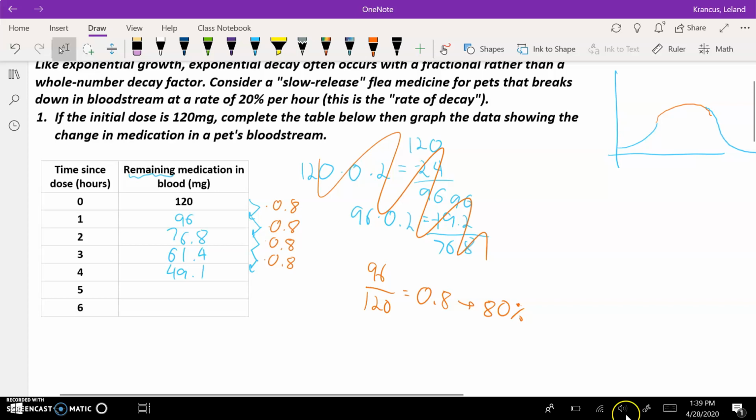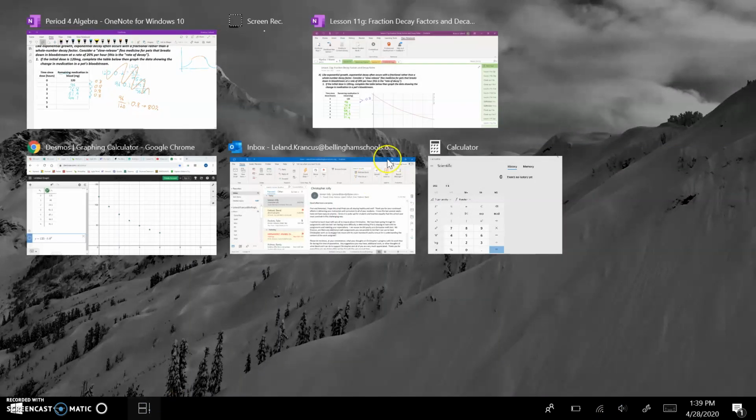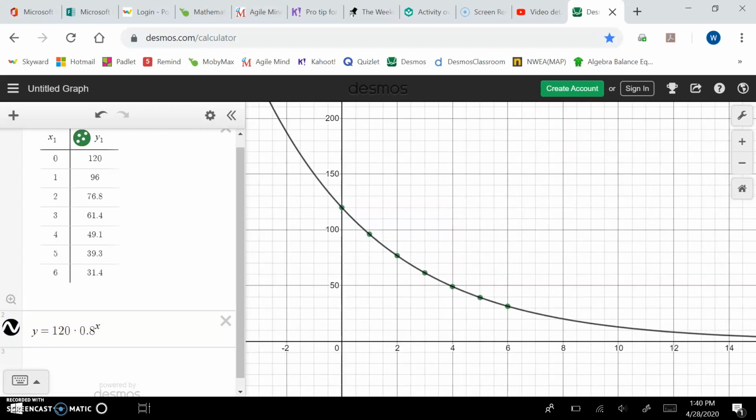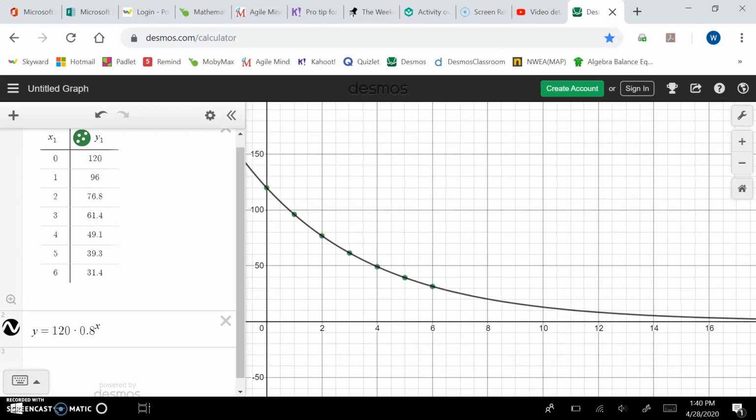Okay, and then when you make a graph of those points, you get something that looks like this. And you can see, here it is starting at 120, and you can see that drop. It looks almost linear because it's really not changing that fast, but it is gently getting flatter. And so if we want to write an equation for this, we have our starting value of 120. We have our decay factor, the multiplier, of 0.8. And you get an exponential curve that looks like that.